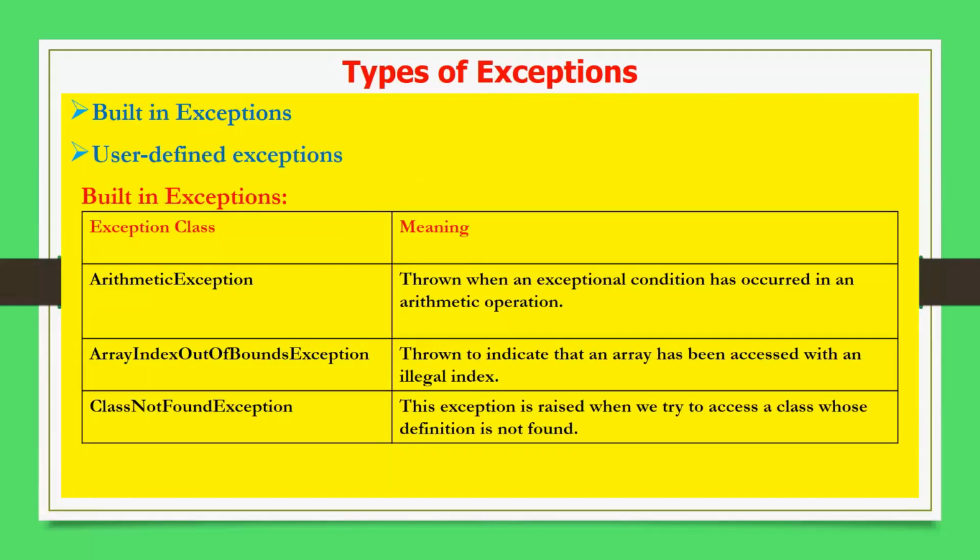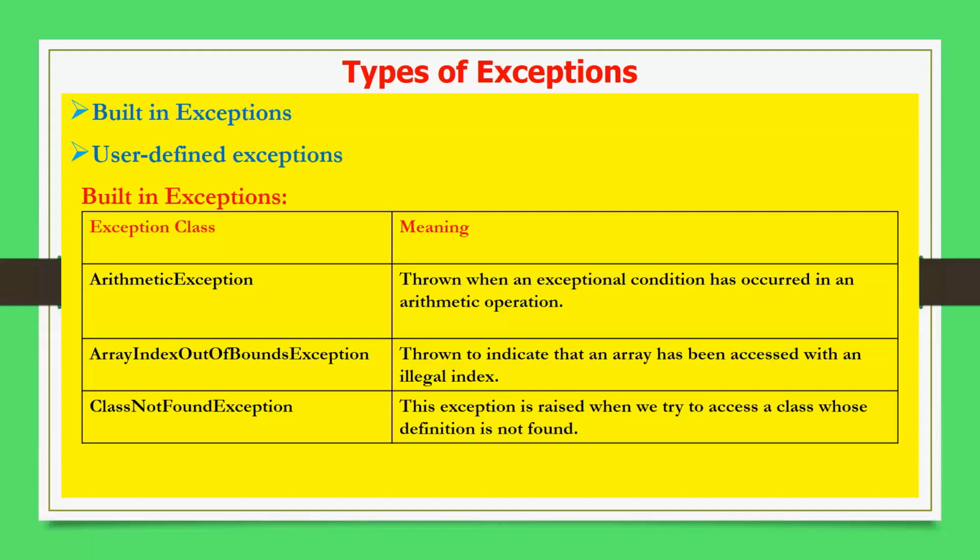Next, types of exceptions. There are two types of exceptions in the Java language. First one is built-in exceptions and second one is user-defined exceptions. So we'll discuss built-in exceptions. First one, ArithmeticException. Next one, ArrayIndexOutOfBoundsException. And next, ClassNotFoundException.